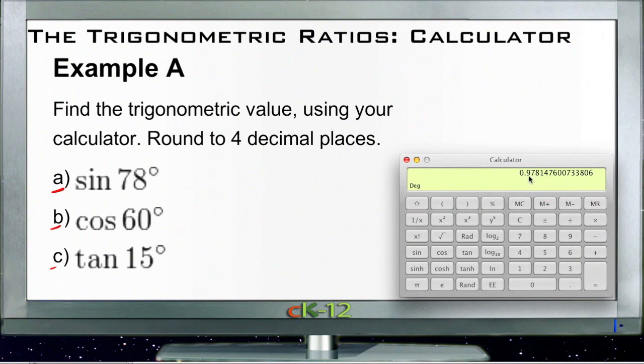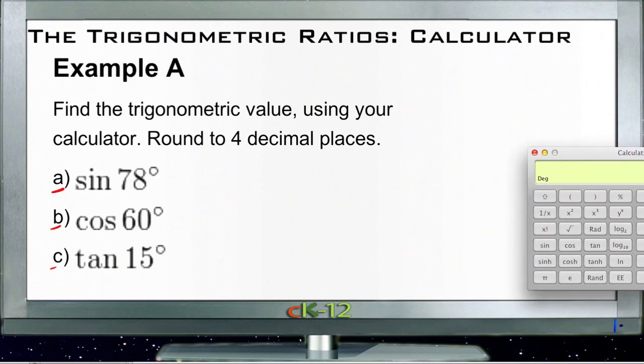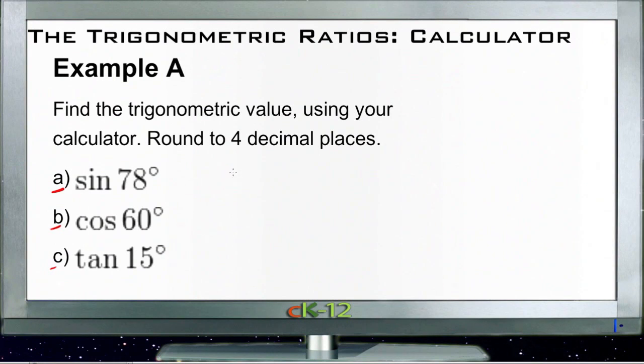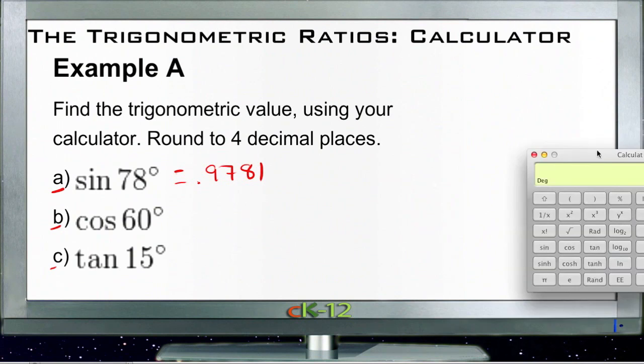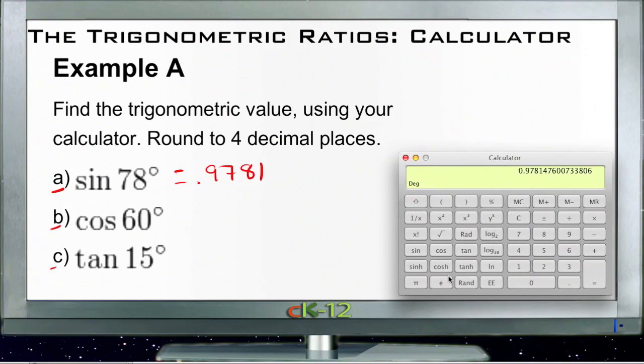0.97814. So we're doing 4 decimal places, so 1 is the last decimal we're going to keep, and we look to see what the next one is. It's a 4, so we don't go up, we go down. So we have 0.9781. Move that out of the way. So our first one is 0.9781.